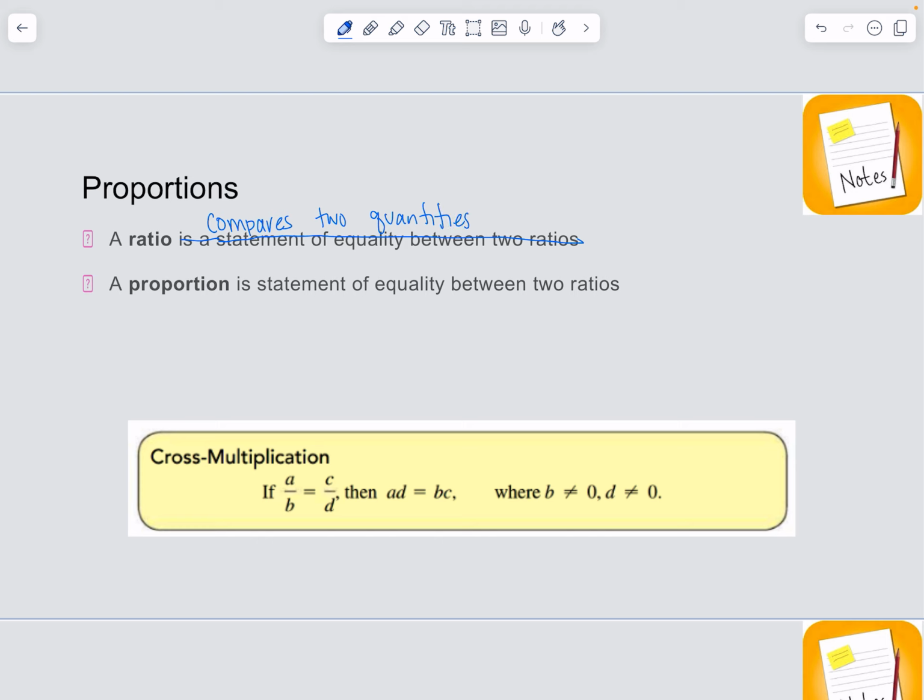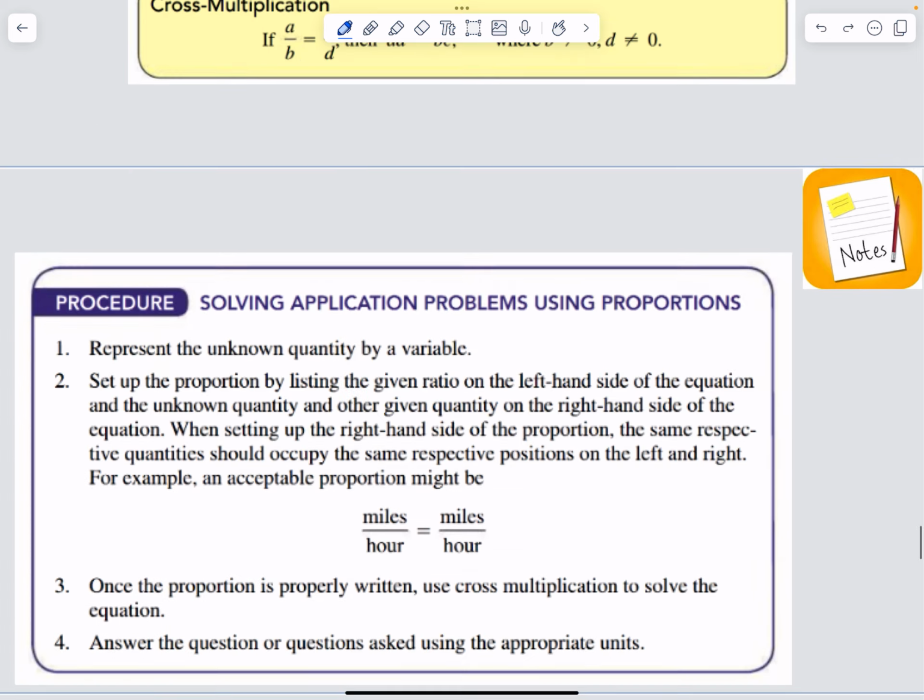I want you to think of the ratio miles per hour. We are comparing miles and hours, so we compare two quantities in a ratio. A proportion is when we put two ratios equal to each other. And that's what we use to solve a missing piece in our ratio. So if you remember cross multiplication, we have one ratio equal to another ratio. Then we cross multiply, A times D equals B times C, and then we can solve at that point. That's what we're going to be using today.